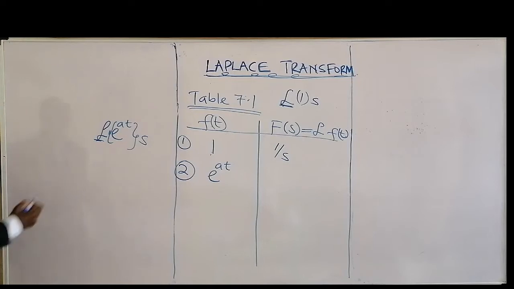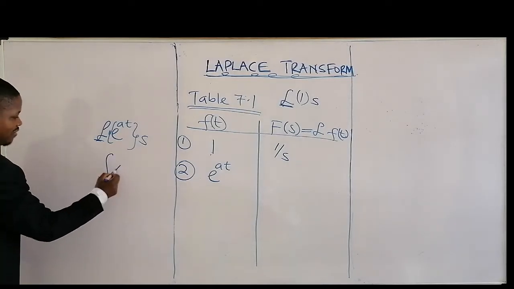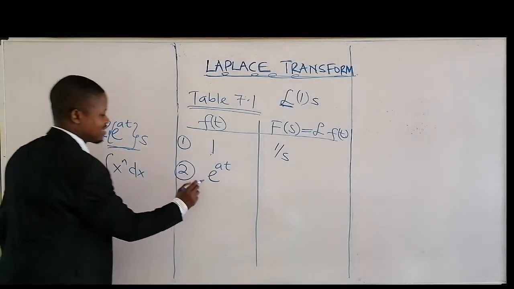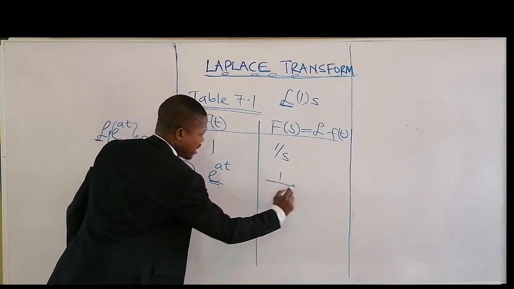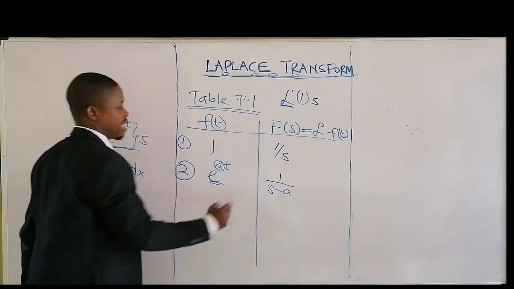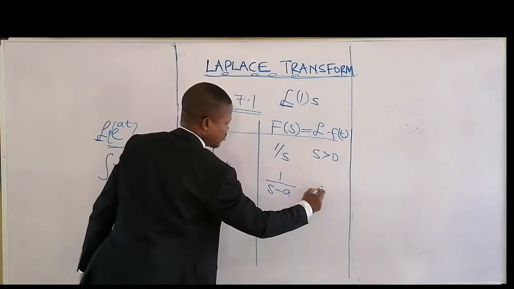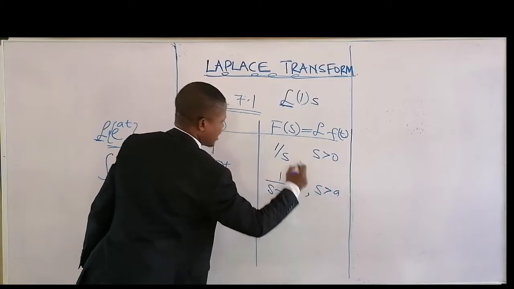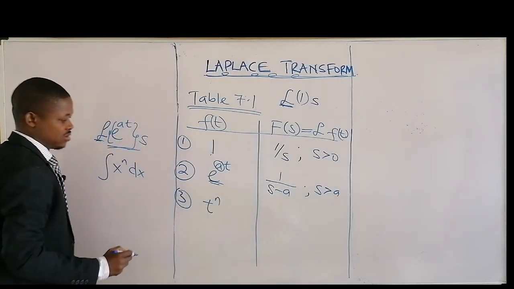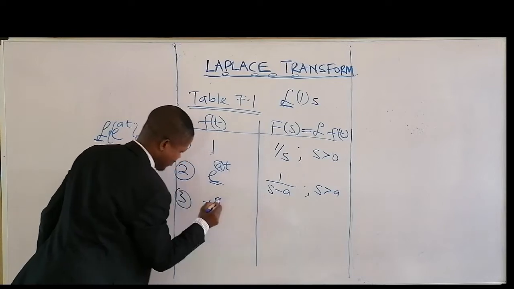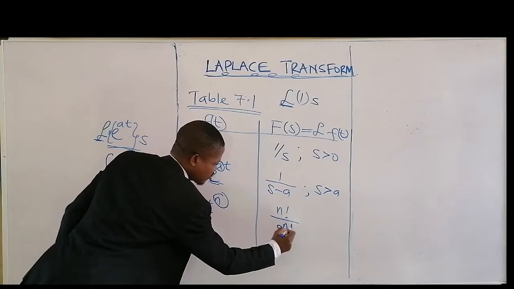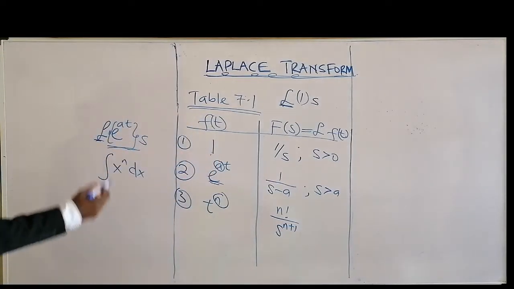Then I will put the s domain as the element of the Laplace. Just like when you are doing an integration, you have the function and you put the dx. Same thing also for Laplace. In this case, this will be equal to 1 over s minus a, the attachment to t, whereby here s is greater than a. The next one is this. The Laplace of this will give you n factorial over s to power n plus 1. We're going to look at a series of questions on this.